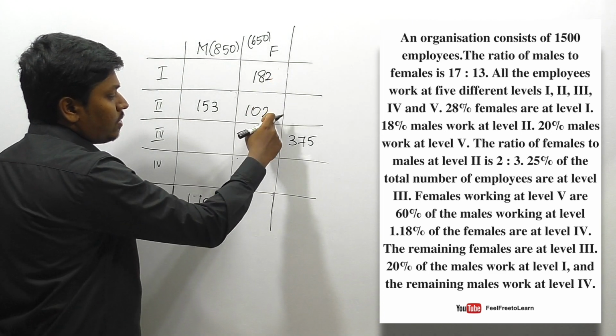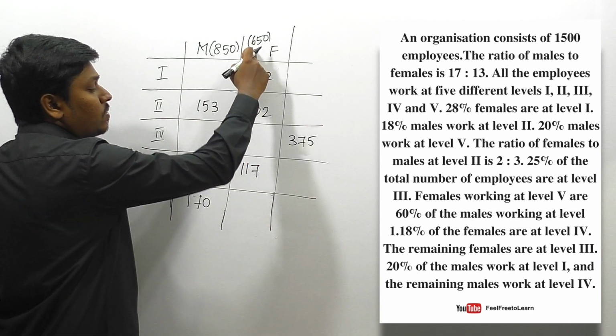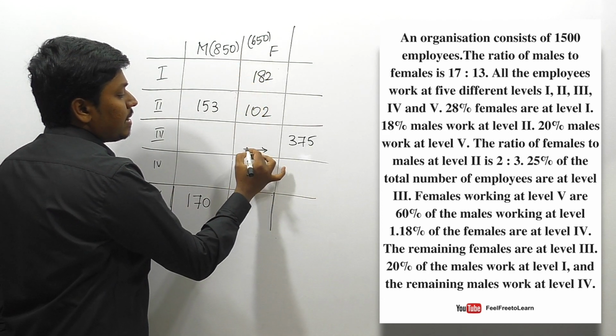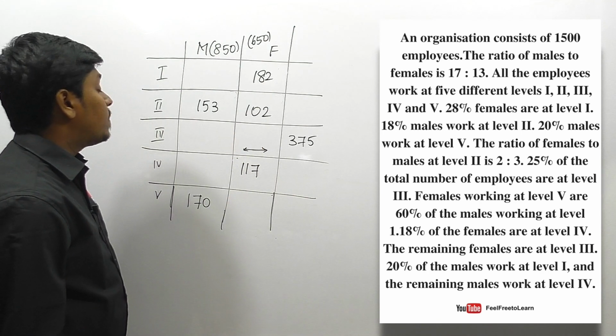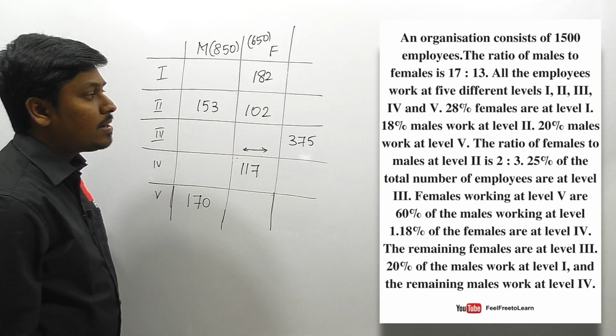I think we need to add all the values and subtract from the total so that we can find the remaining females, which is in level 3. I think okay, let me move on. I think we still have 2 points remaining.